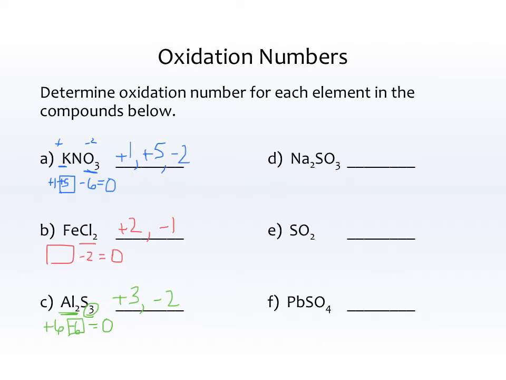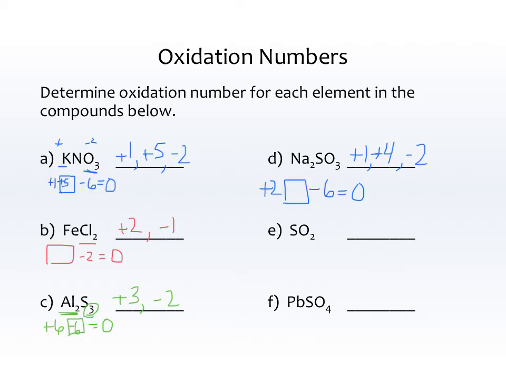Na2SO3. So, Na, gotta be +1 because it's a halogen. Oxygen, gotta be -2 because it's oxygen. So for sulfur, that's the tricky part. The entire compound, since it doesn't have a charge, all of their oxidation numbers add up to 0. For oxygen, since it's -2 and there's 3 of them, that's going to be -6. For sodium, since it's +1 and there's 2 of them, that's going to be +2. So what does sulfur have to be? +2 minus 6 to equal 0? Hopefully you said +4. +4 for sulfur.